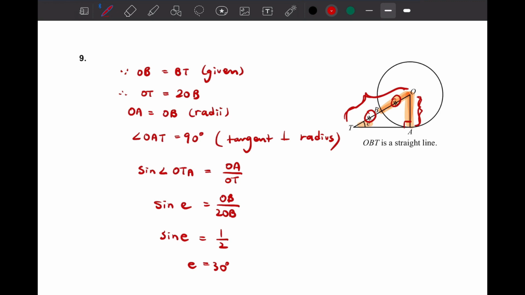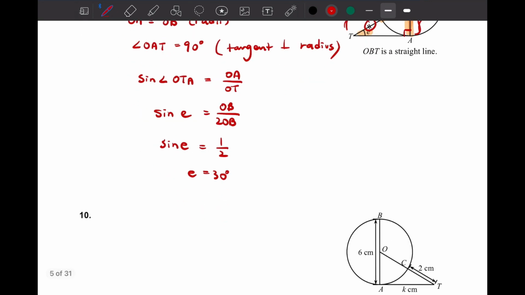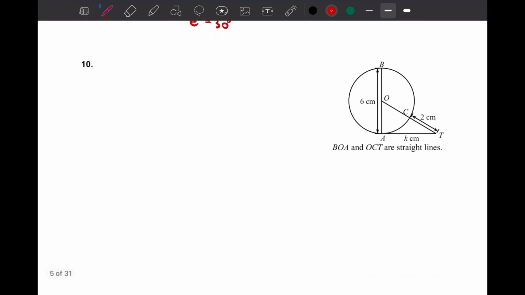So you can see this time we use our trigo ratios to help us a little bit. So how about let's have a look at question 10. The unknown this time is not the angle, it is the length. And then TA again is your tangent. So therefore, this here is going to be 90 degrees.